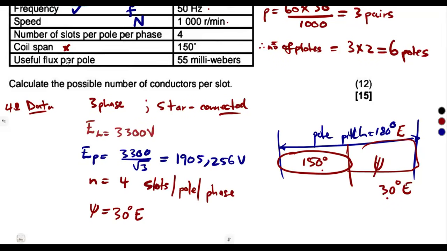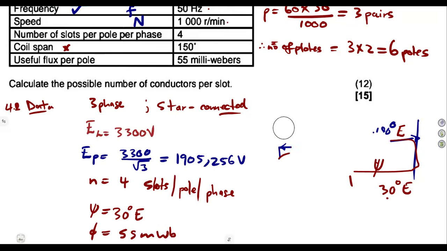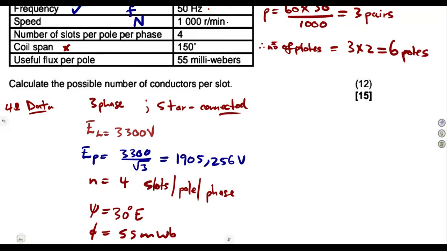Then also the useful flux per pole is given as 55 milliwebers. That is what we have. So with this information, the question was, taking all these that we have, calculate the possible number of conductors per slot. Number of what? Conductors per slot. This is the part of our question. How are we going to end up with this number of conductors per slot?